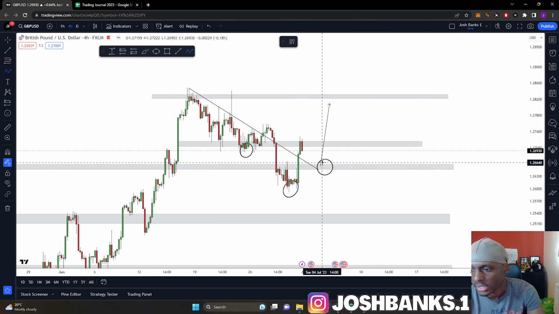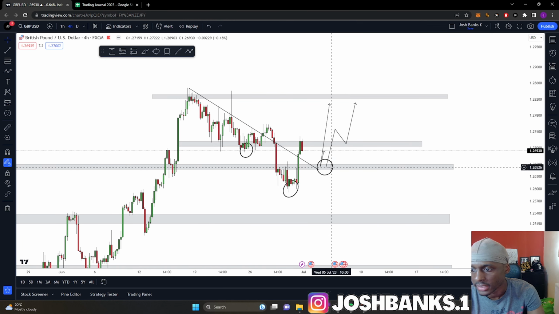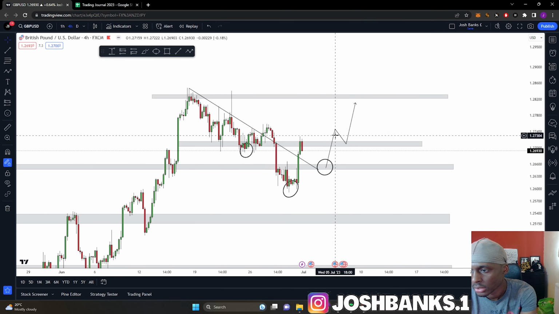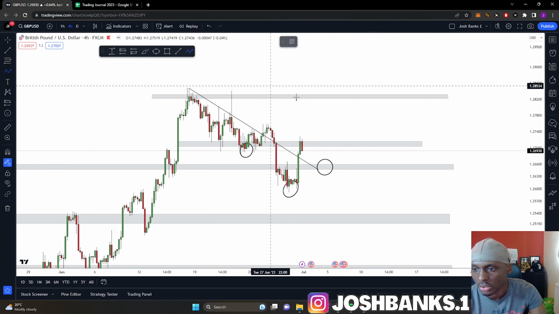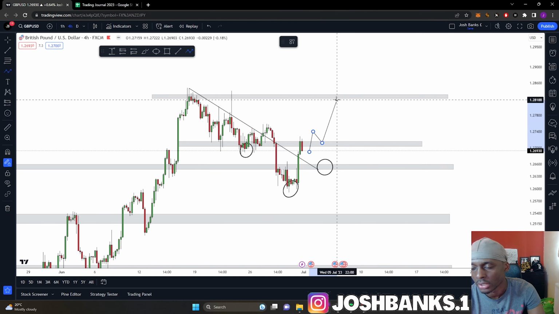First one, if we pull back into here, I'm not going to long it straight away. I want to see that structure made, structure broken. So structure broken back above here. Get a break and retest at this level. I'll look to long it on a retest here, and then look to hold it up. And if price doesn't pull back to here, like I said, if bulls are just too strong and price pushes straight above here, then I'll just look for the break and retest of that. And I'll look to long it and obviously hold it up.